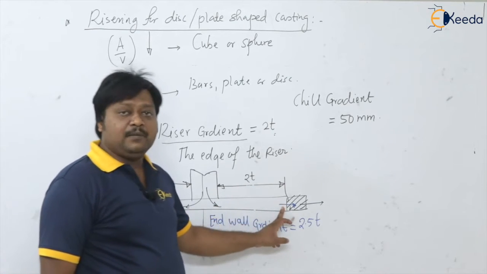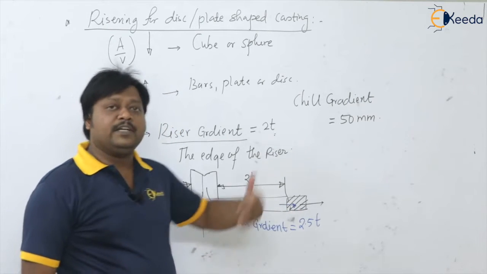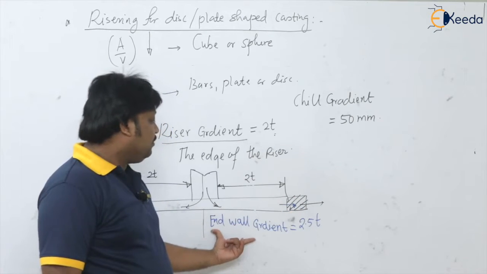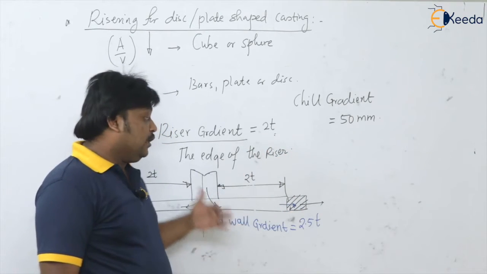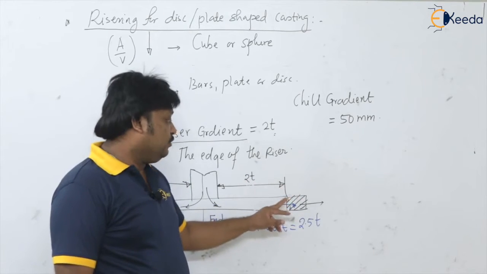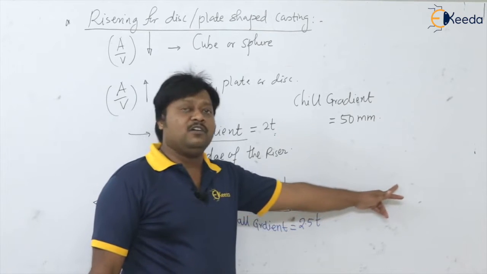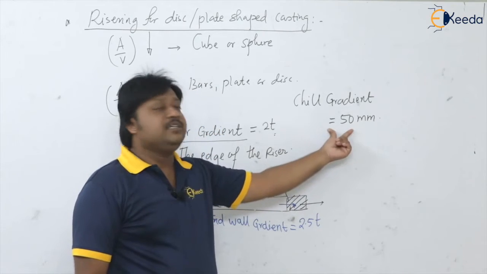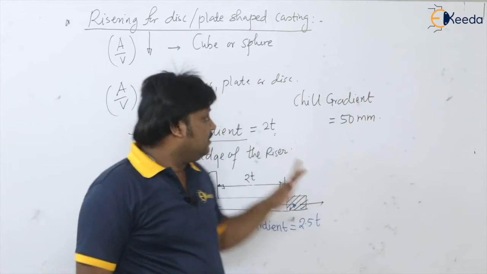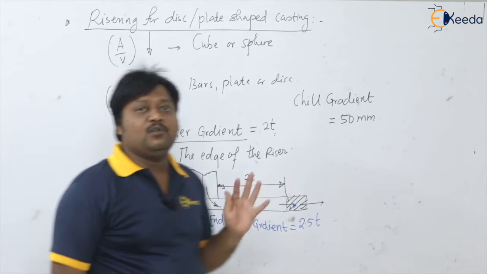If you have the end wall effect, that is you are allowing heat to transfer from the ends, then you can increase that feeding up to 2.5 times t, that is the end wall gradient. In addition to that, if you want this heat transfer at a faster rate, you add the chill at the ends. So definitely the riser can again feed a longer distance. How much? 50 millimeter is the gradient of chill, isn't it? So this is the basic thing about risering for the disc or plate shape.